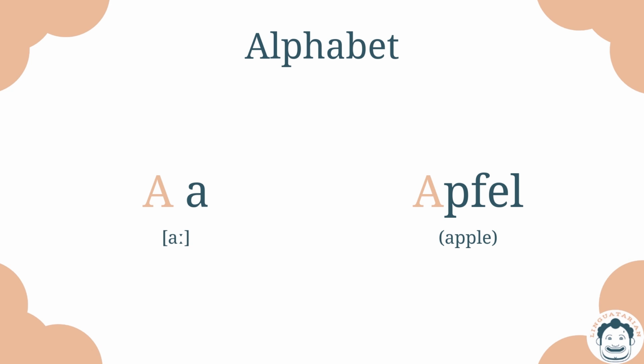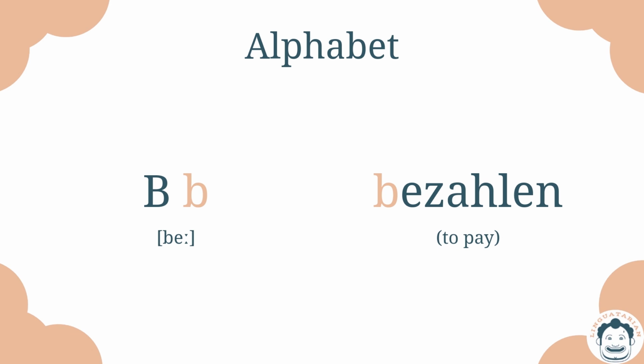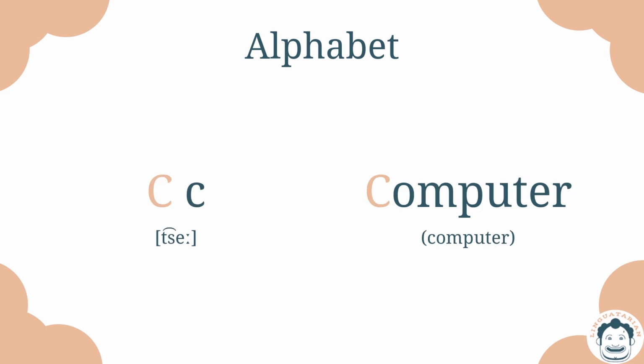However, if you do want to memorize them, you will be able to find the slides uploaded somewhere and linked in the description so that you can add them to flashcards or however you learn best. We'll continue with the letter B. B, as in the word bezahlen. Bezahlen. Then we have C.